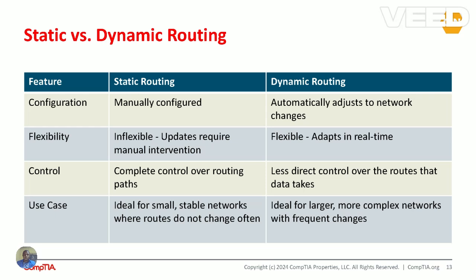Now the usage. Where can you make use of static routing? Ideally for small, stable networks where routing does not change often. So you can enjoy it in that aspect. Now dynamic routing, where do you make use of it? Ideally for large, more complex networks with frequent changes. So with this, we now know where to make use of static routing and dynamic routing. Let's move to the next slide.